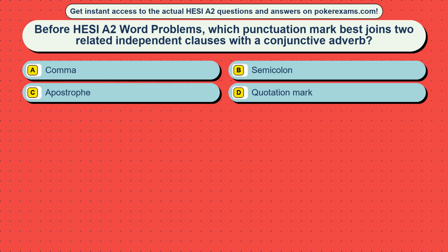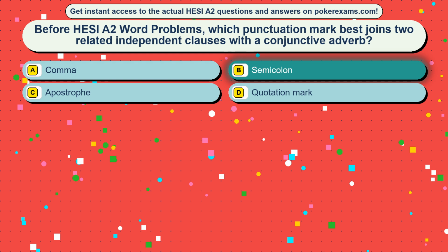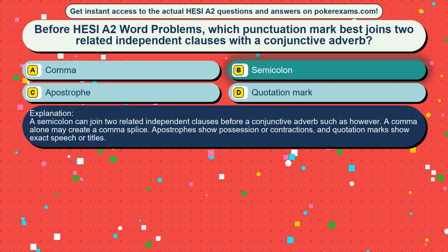Question 5. Before HESI A2 word problems, which punctuation mark best joins two related independent clauses with a conjunctive adverb? Option A, comma. Option B, semicolon. Option C, apostrophe. Option D, quotation mark. The correct answer is option B, semicolon. A semicolon can join two related independent clauses before a conjunctive adverb such as however. A comma alone may create a comma splice. Apostrophes show possession or contractions, and quotation marks show exact speech or titles.